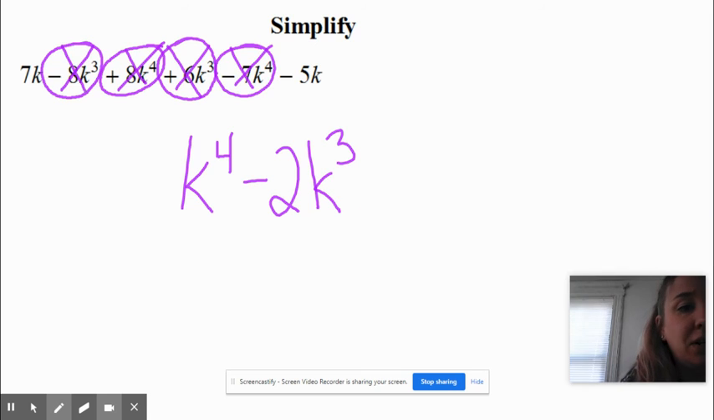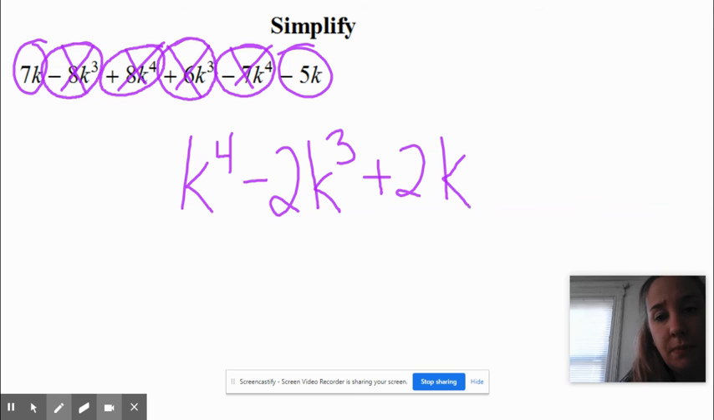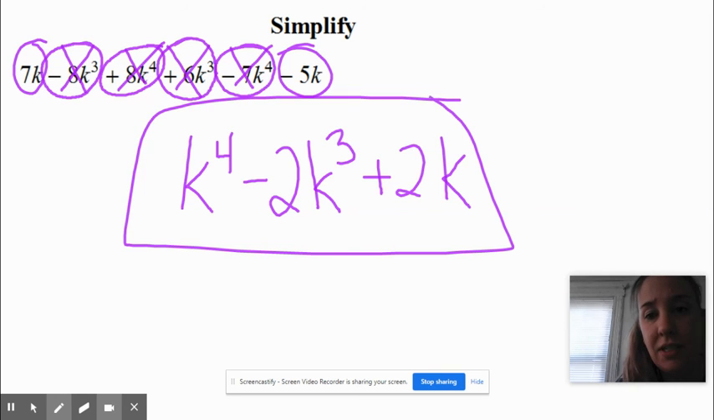All right, now I just got k terms. 7k minus 5k. Nothing fancy there. 7 minus 5 is positive 2. Okay. And we are in descending order.